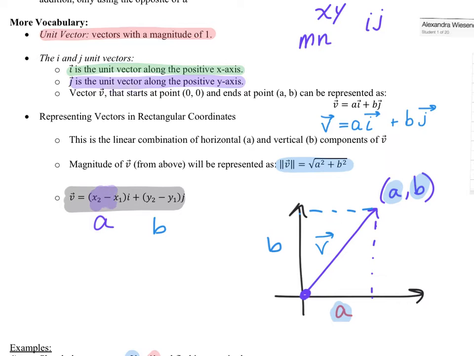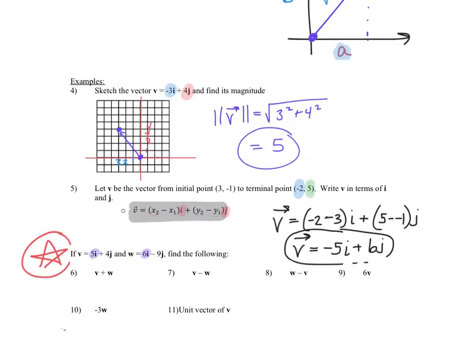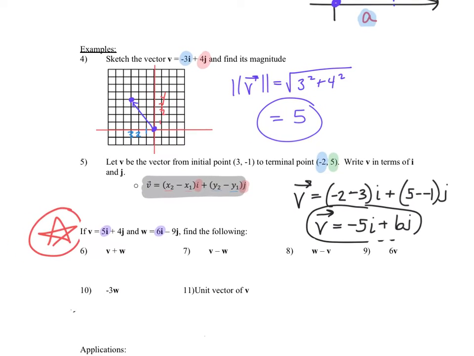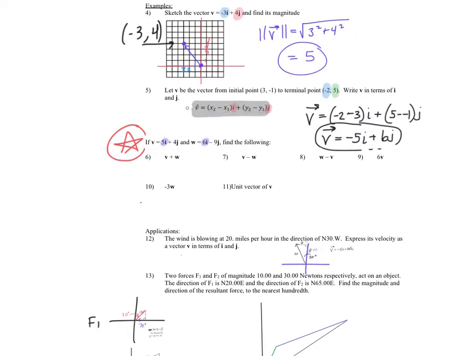Our a value is the difference in x. Our b value is the difference in y. And those are associated with those unit vectors. We looked at the vector represented here as negative 3i and 4j. Again, using those basically as coordinates, what we ended up plotting here, this coordinate is negative 3, that's our horizontal component, and 4, our vertical component. So that's basically where we paused.